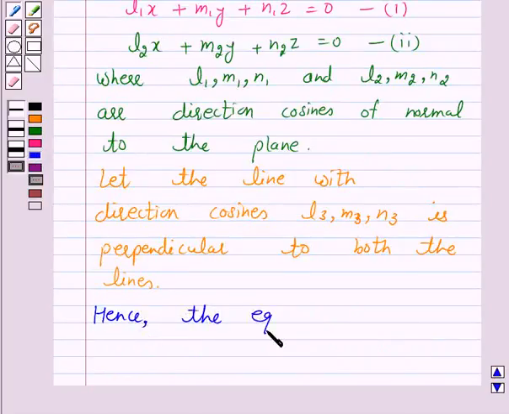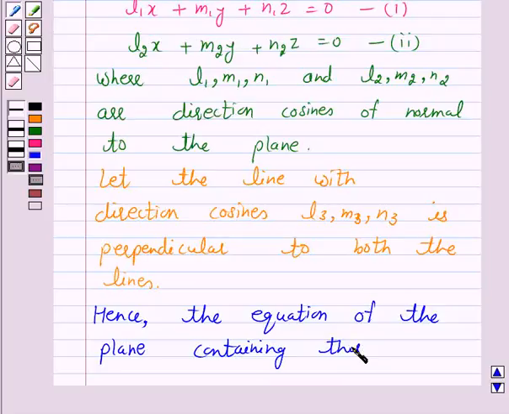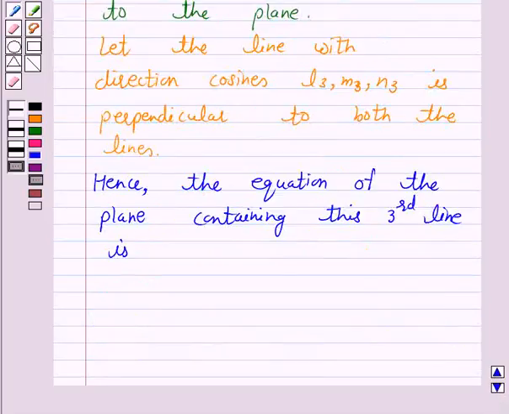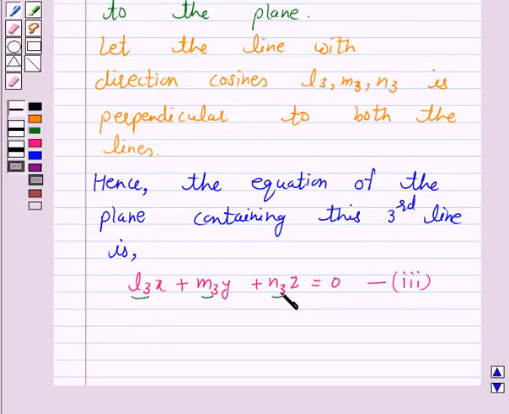Hence the equation of the plane containing this third line is L3x plus M3y plus N3z is equal to 0. Let us give this as number 3. Now we have to find out the direction cosines of this line, that is, we have to find out L3, M3, N3. So, the direction cosines of the third line can be found out by the cross product of normal vector to the given two planes.